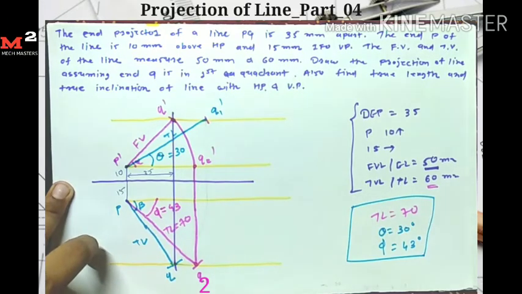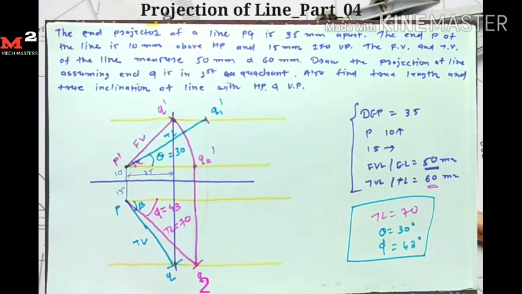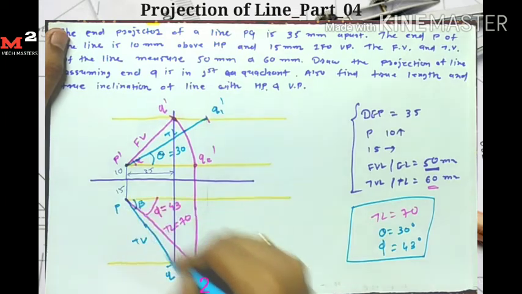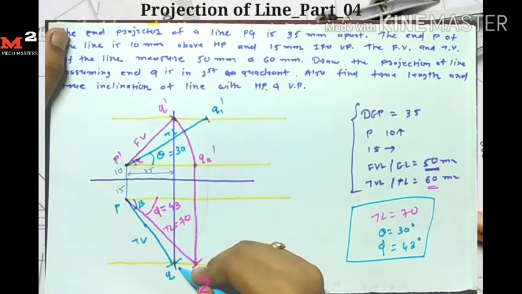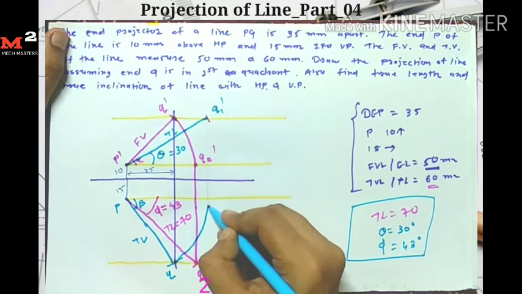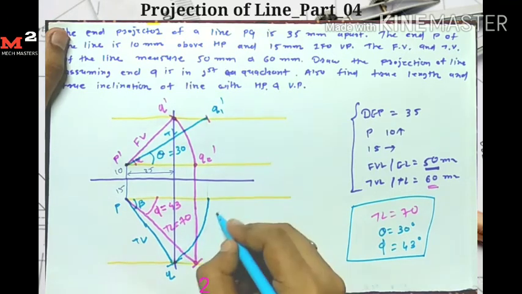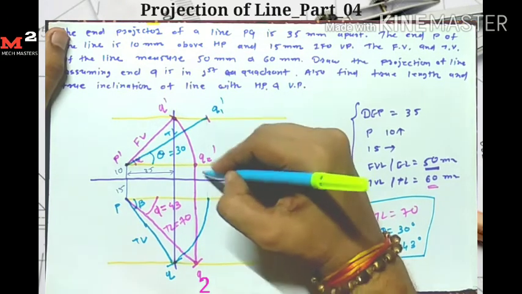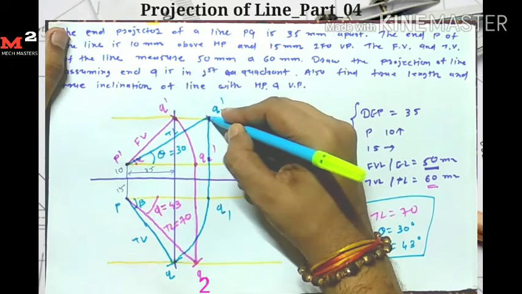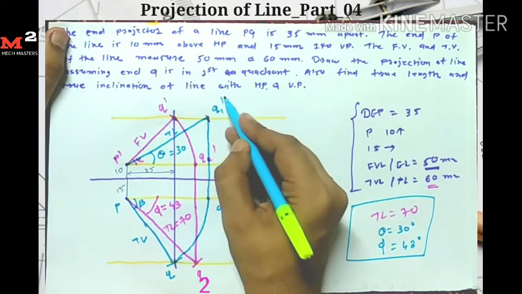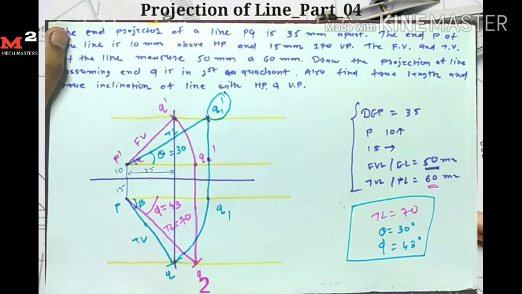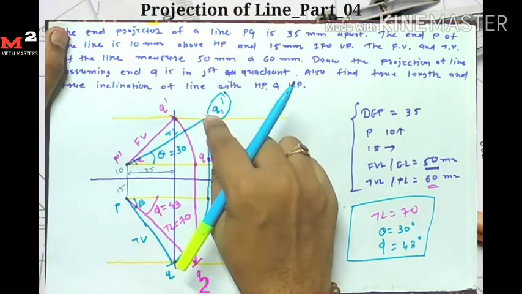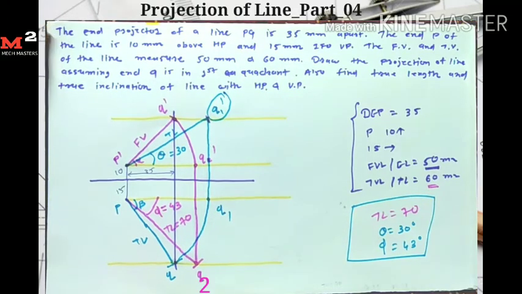That is what the question asks. I can also find the true length another way. From here, take the PQ line, with P as a center and PQ as a radius. I draw one arc which intersects here, and I name it Q1. Now from Q1 I draw a projection which intersects here, so I get the point Q1 dash. Now I connect P dash with Q1 dash, so I get the true length. You can find the true length by either of these methods.